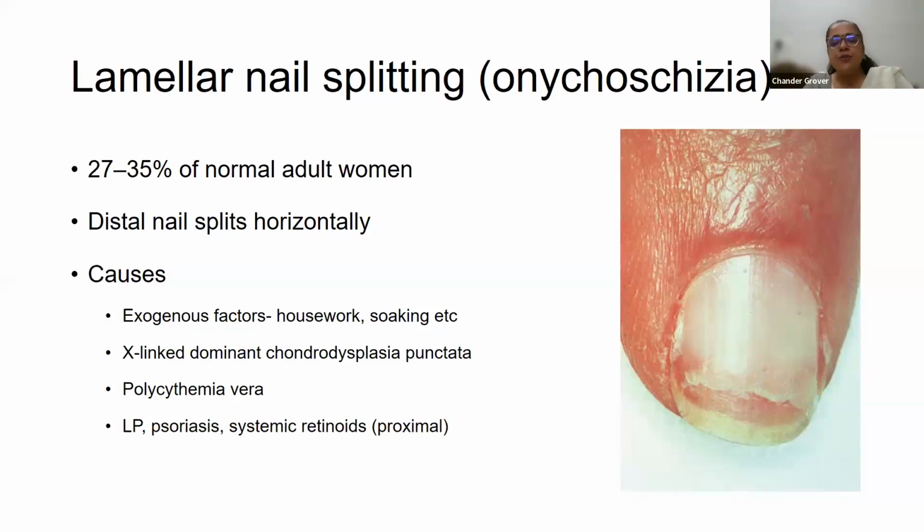These generally tend to occur at the distal end. Why? Because the distal end is most getting the trauma. Whatever activity you are doing, your distal end of the nail is picking up the trauma mostly. Even if you're walking, your shoes are in contact with your distal end of the nail. So the nail breaks first here. Whenever it is weak, it is going to first break here.